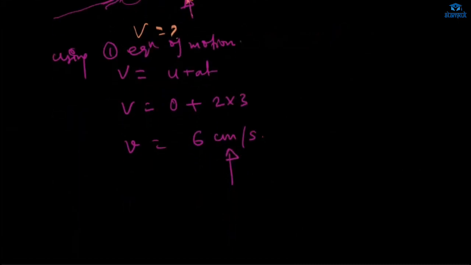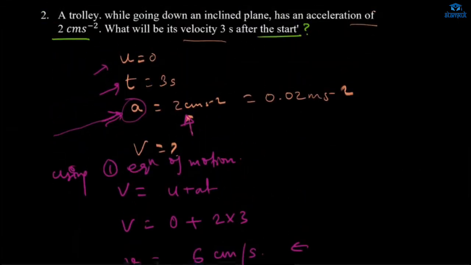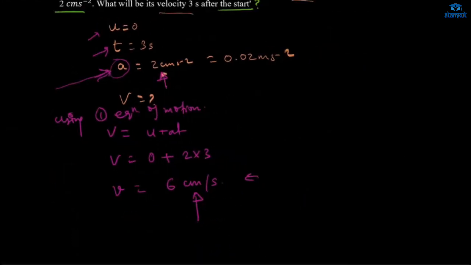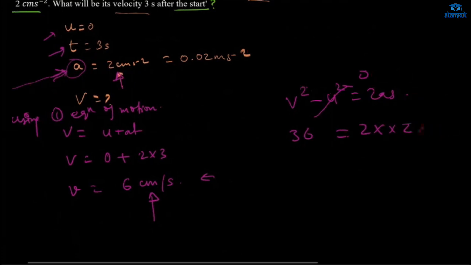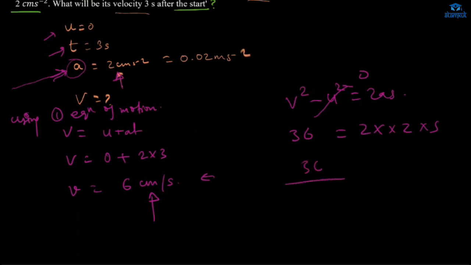Okay, so we have got this. If distance was also asked, we would apply s is equal to ut plus half at square, and we could also have applied this formula, v square minus u square is equal to 2as. u would have been 0. The value of v is 6, 6 squared is 36. 2a is 2 into 2, and we have to figure out s. So s is 36 by 2 into 2.